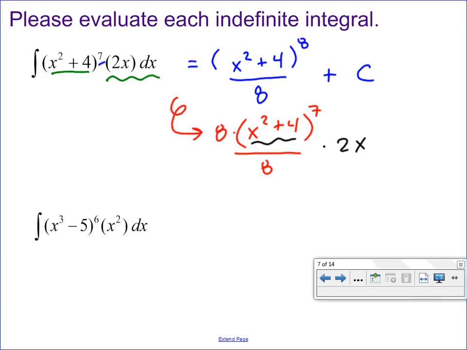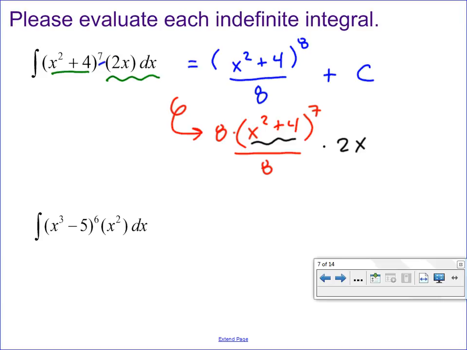Okay, so in order to be able to integrate this, we need to provide for the derivative of the base. And we almost have it, but not quite, right? What are we missing there? What are we missing? Brendan and Vivian? 3. Yeah, if we had a 3x squared, then we would have the derivative of the base in that power function x cubed minus 5. The derivative of x cubed minus 5 is 3x squared.